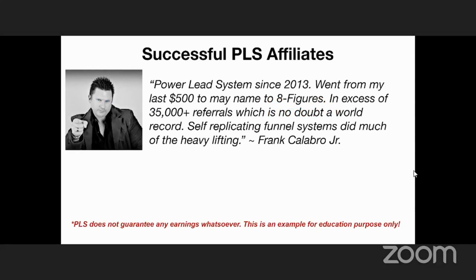Now, this one is very special because this is Frank Calabro Jr. The name itself is very famous. Why? Because he is the number one top earner of the company. He's been with Power Lead Systems since 2013, and he went from his last $500 in his pocket to creating an 8-figure income over the years. And he has a lot of people to communicate with. Why? Because he knows how to build his list. He knows how to run his business in a way that he builds over 35,000 plus leads on that list. And he's constantly nurturing, he's constantly emailing. He understands marketing. So that's what he's taking from what he's learned here at Power Lead System.